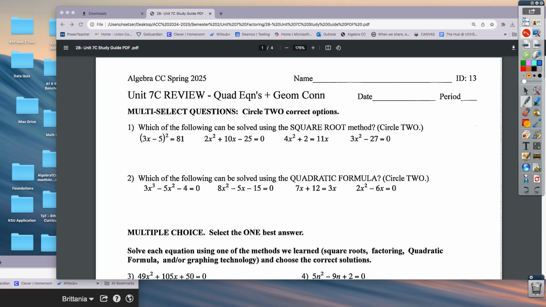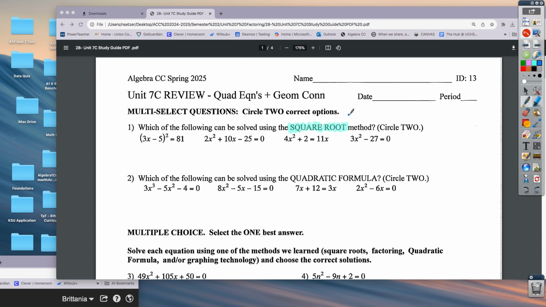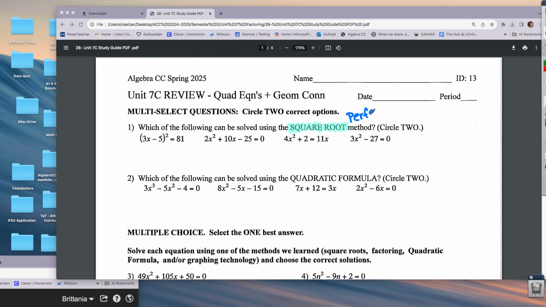All right, so it asks you to solve by the square root method. So you need to remember that if it can be solved by the square root method, then that means that it was a perfect square. So you're looking for things that are perfect squares. The first one, you see it's easily a perfect square. This whole expression is squared, so that makes it all a perfect square. And then 81 is a perfect square. So this one meets the criteria. So you could absolutely square root this.